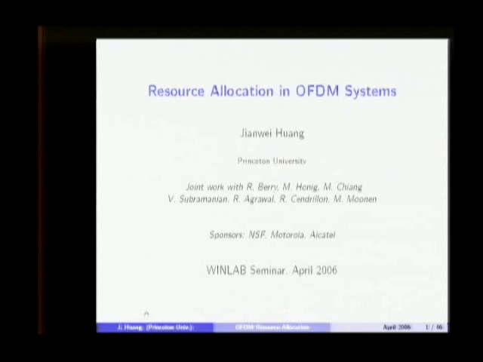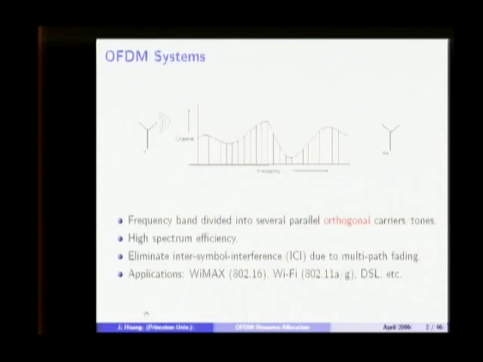OK, good. So what is an OFDM system anyway? An OFDM system is a technology that divides the whole frequency band into a couple of parallel orthogonal carriers, or channels, or subchannels, depending on what kind of system you're talking about. The major benefit of using OFDM is that it can offer high spectral efficiency and eliminate intersymbol interference due to multipath fading in the wireless channel.